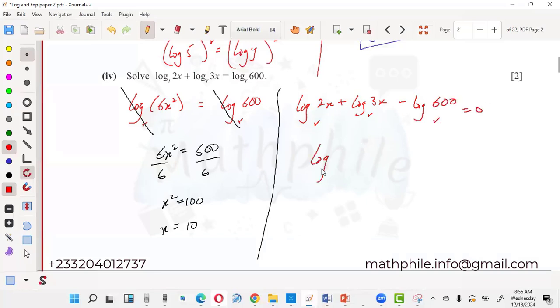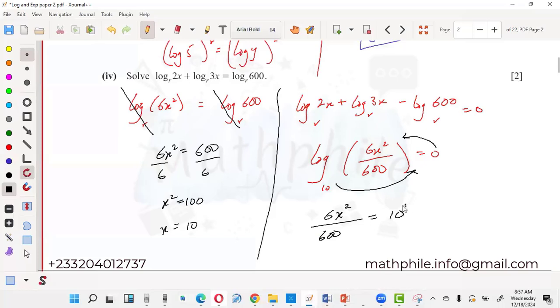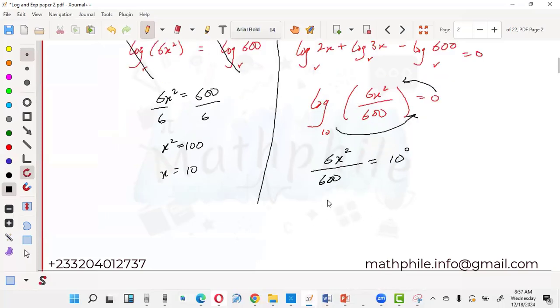So this simplifies to log 6x squared over 600 equals 0. Is that okay? Okay, so from here we can change the logarithm to exponential. So this becomes 6x squared over 600 equal to 10 raised to the power 0. Agree? Which is one.